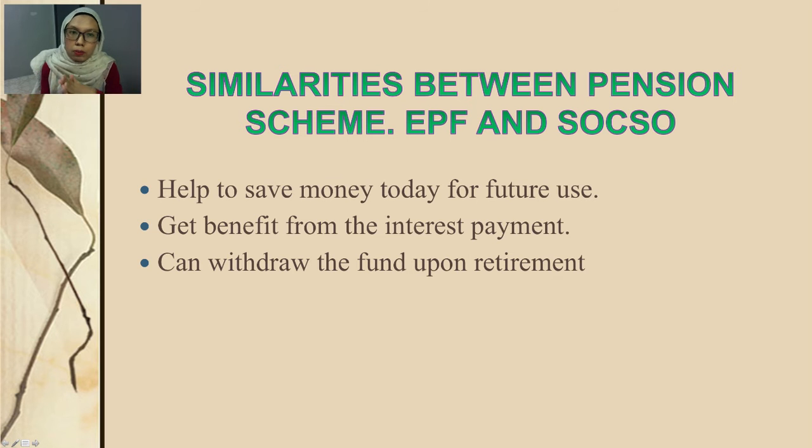Today I will present 2.0, similarity and difference between pension scheme, EPF and SOCSO. For the first one is similarity. The similarities between pension scheme, EPF and SOCSO are helping them to save money for future use. Other than that, the contributors can get benefit from the interest payment that they made. Last but not least, they can withdraw the fund upon retirement.